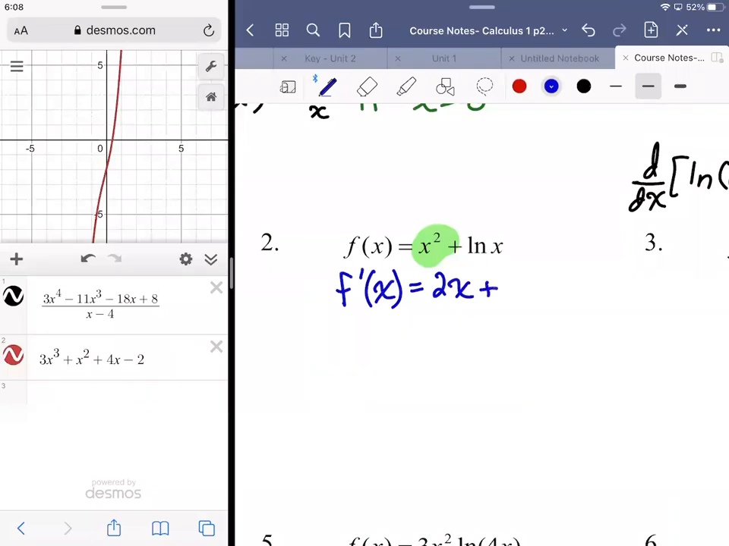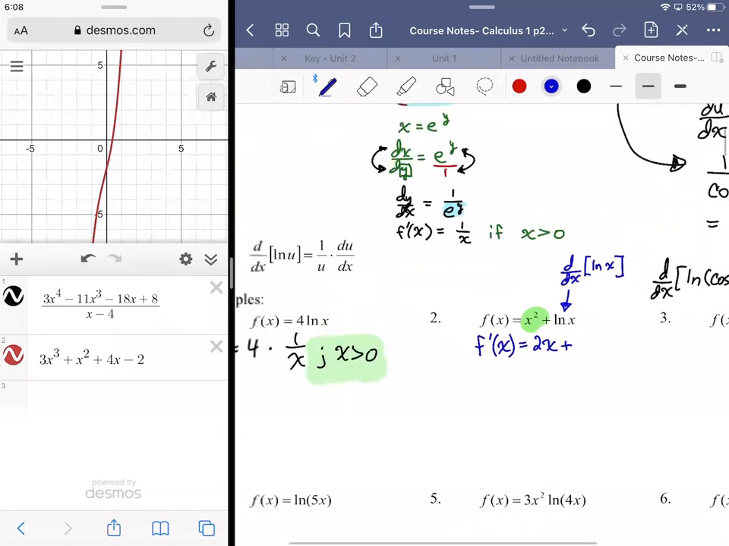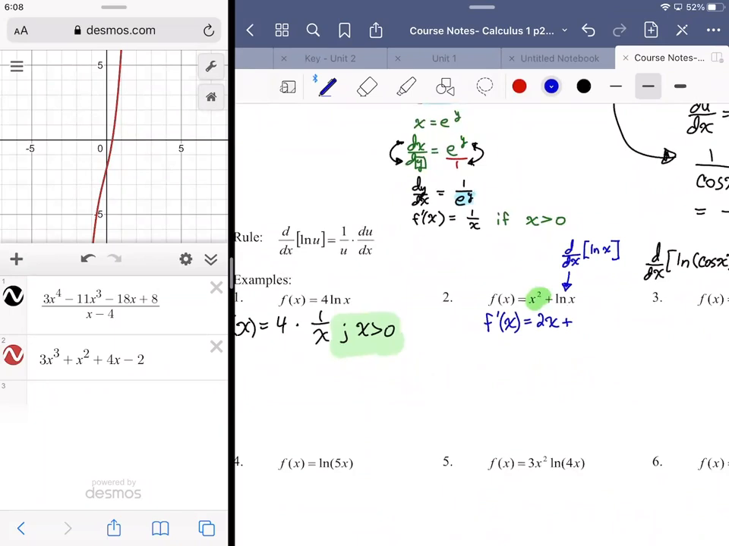The natural log, if I take the derivative of the natural log of x, by rule, I'm going to take 1 over whatever the argument is of the natural log function. All right. So in this case, we would be assigning the value of u to be equal to x. du/dx would be equal to 1. That's assuming we want to follow the rule.